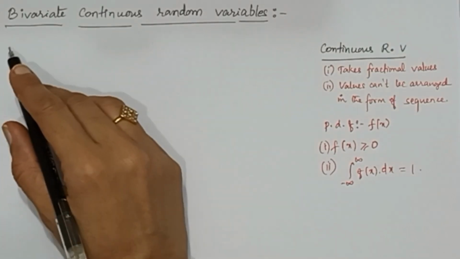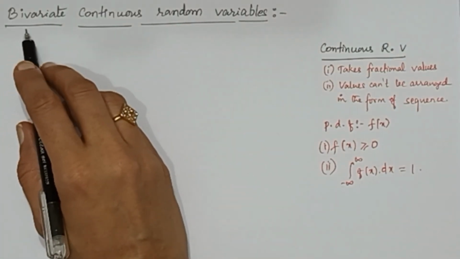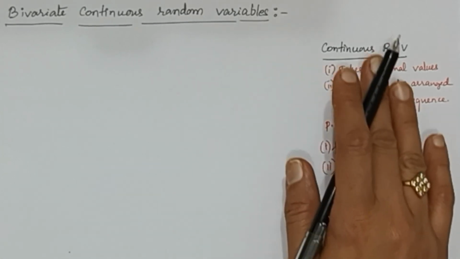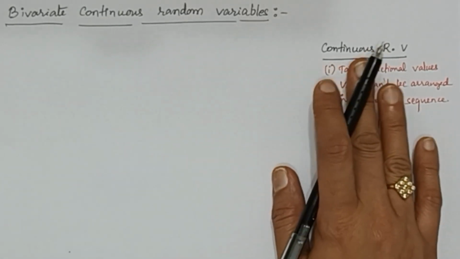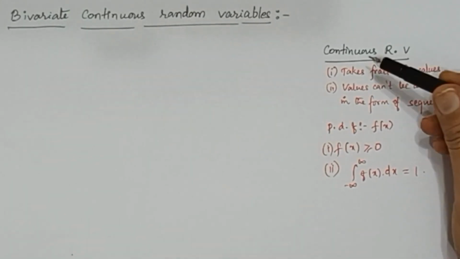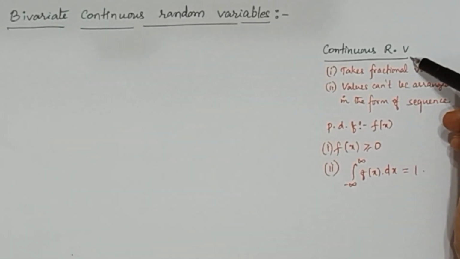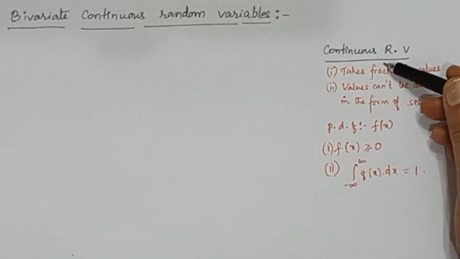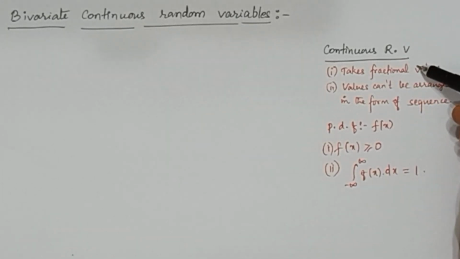In this video, I am explaining about bivariate continuous random variables. I have already uploaded a video on continuous random variables. There I have defined what is a continuous random variable. So let us just recall the definition of a one-dimensional continuous random variable.